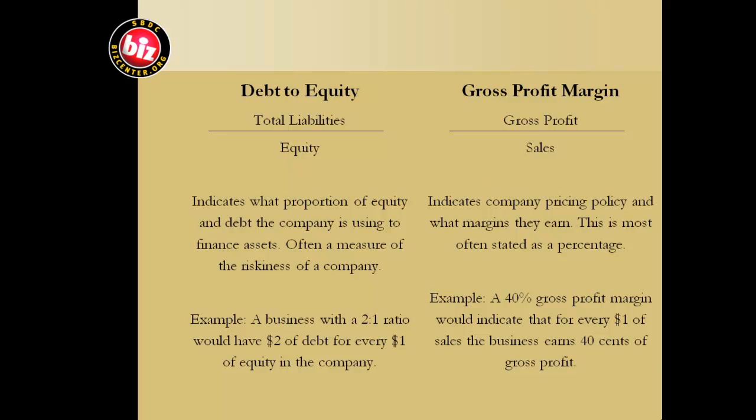Next, the gross profit margin is a commonly used and understood ratio that illustrates the pricing policy of a company. This ratio is often stated as a percentage, and I'm sure most of you have heard this stated in a statement like, the gross profit margin on selling an item is 40%. This would mean that for every dollar of sales, the company made 40 cents of gross profit.